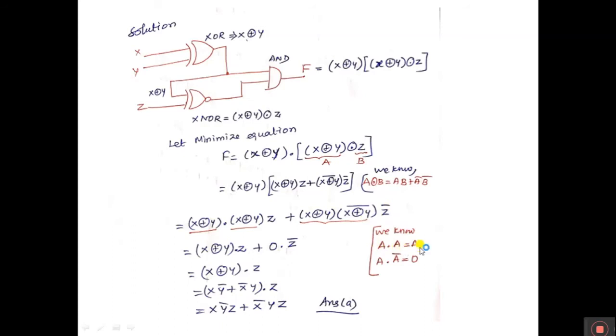So we know A into A equal to A and A into A bar equal to 0. So this becomes 0. Now this is A, again this is A, so I can write a single value, X XOR of Y multiplied with 0. This term is totally 0. I can expand X XOR of Y as x y bar plus x bar y and multiply this term. You can get x y bar z plus x bar y z. So option A is correct.